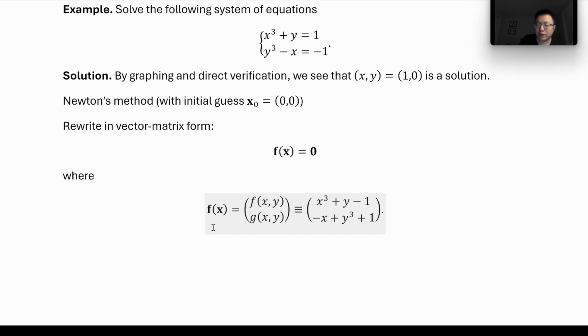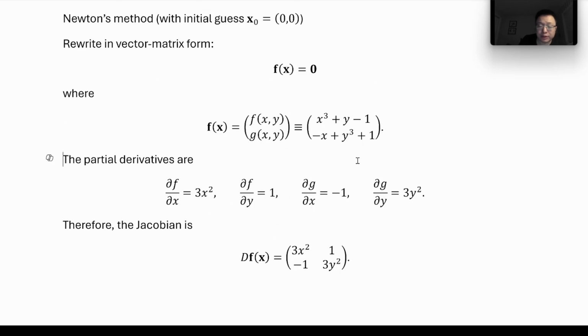Let's calculate its Jacobian. This is very straightforward. All the partial derivatives are easy to obtain. df/dx is 3x squared, df/dy is 1, dg/dx is minus 1, and dg/dy is 3y squared. And we get df of x is the matrix 3x squared, 1, minus 1, 3y squared.